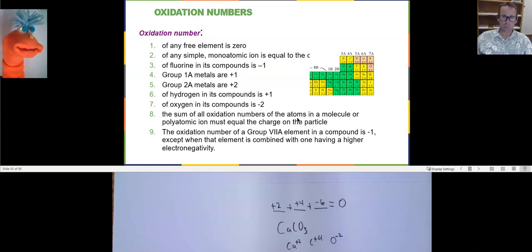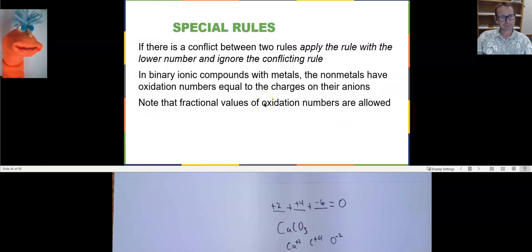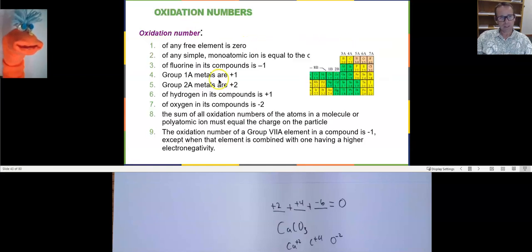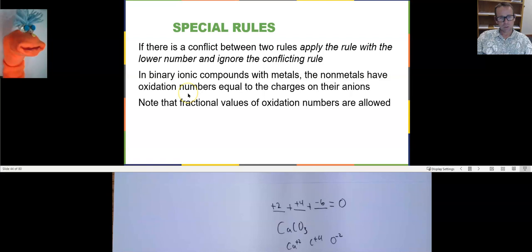And that's what you're always going to want to identify, is what's the oxidation state of the individual atoms within a compound. Okay, so if there's a conflict between the 2 rules, then we apply the rule that is higher up before the one that is lower down below. So that's an important rule to remember as well.